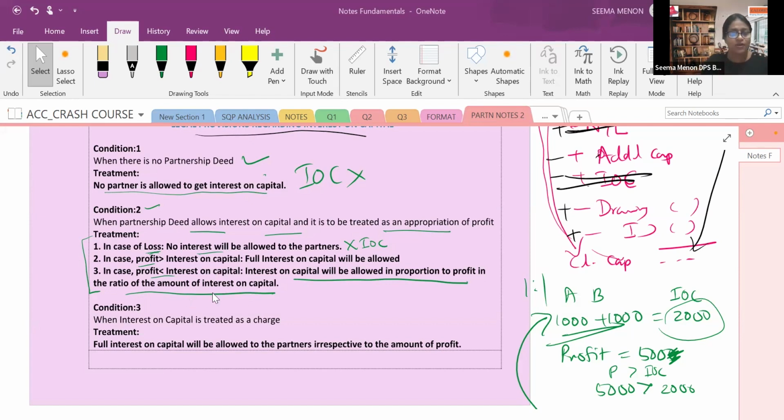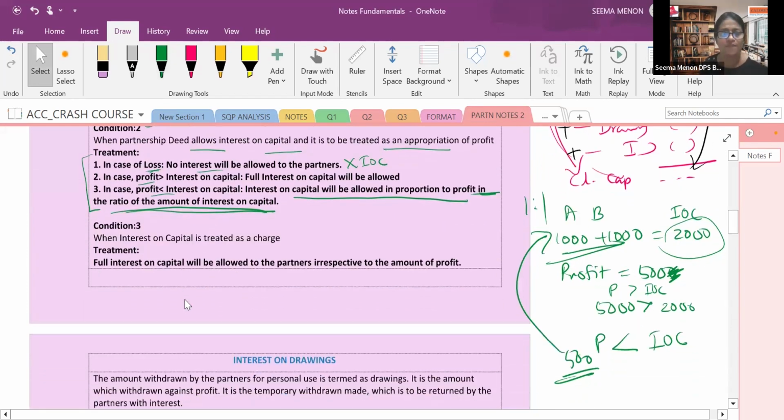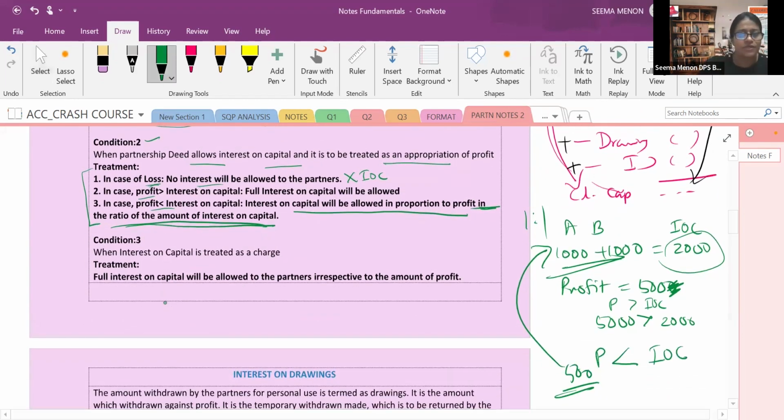It is clearly mentioned in the ratio of amount of interest on capital. I hope you are clear with this. Now, we discussed the first one, when there is no partnership deed. Number two, the deed allows interest on capital, all the three cases. Now the last case, the key condition 3.